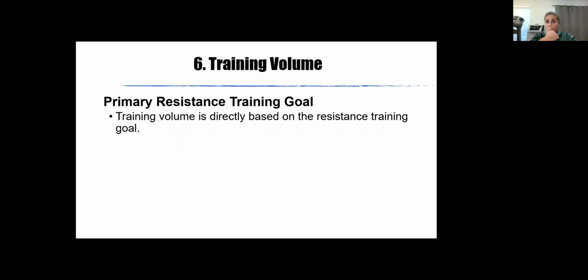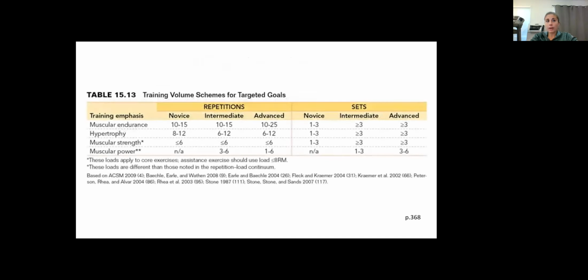So our goal is going to depend on our training volume. Here is basically a review of what we've gone through. There's no new information here, but we're looking at just the sets and repetitions. For someone who is a beginner, 1 to 3 sets is enough, and for intermediate, greater than or equal to 3.